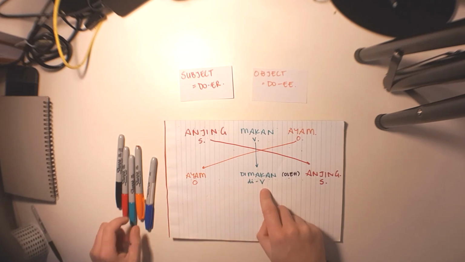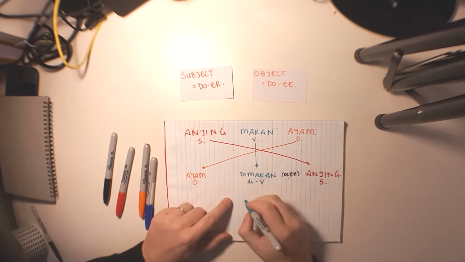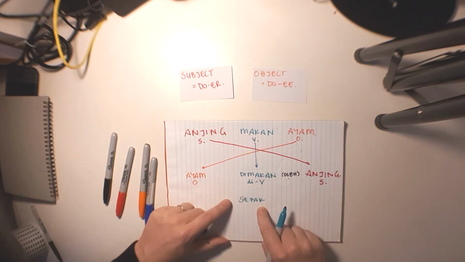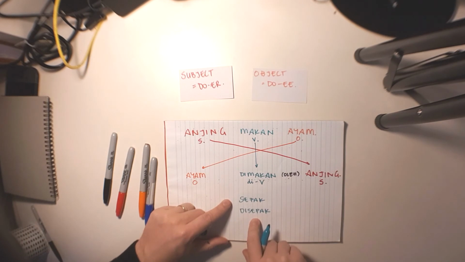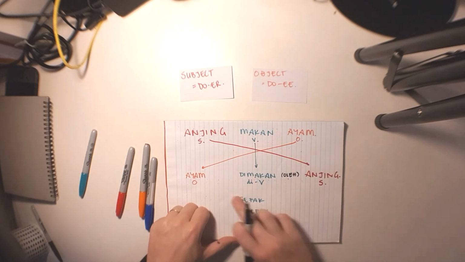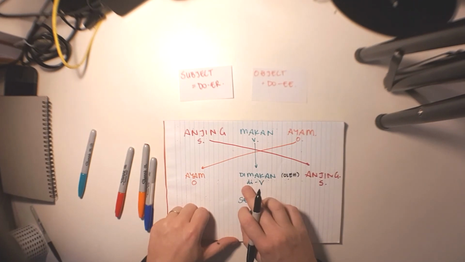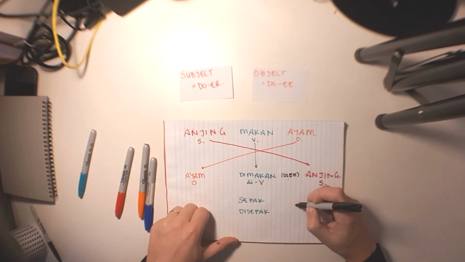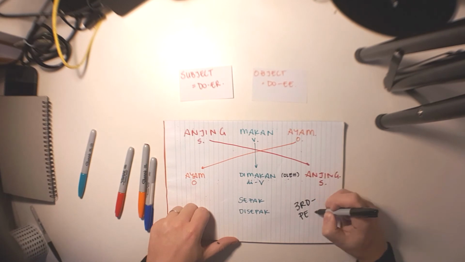If you used the word sepak, which means kick, it would become disepak, which means was kicked. However, this is only one part of making passive sentences. This is what we call third person passive.